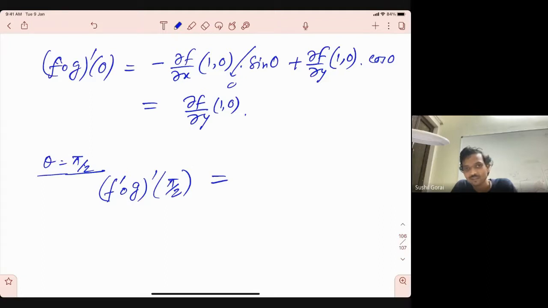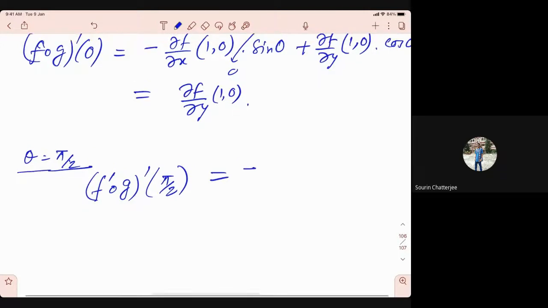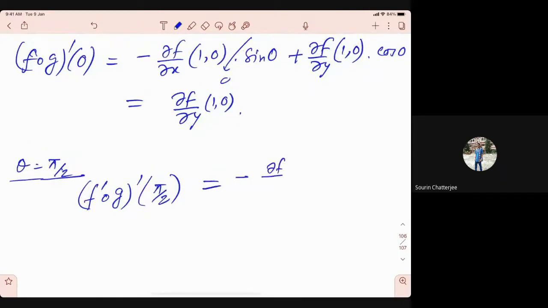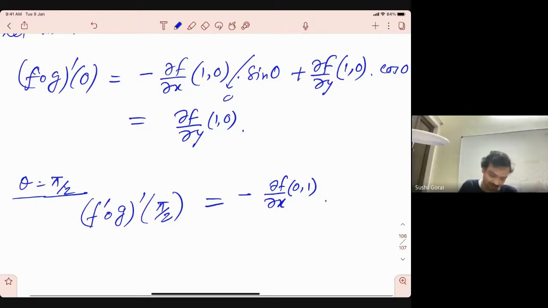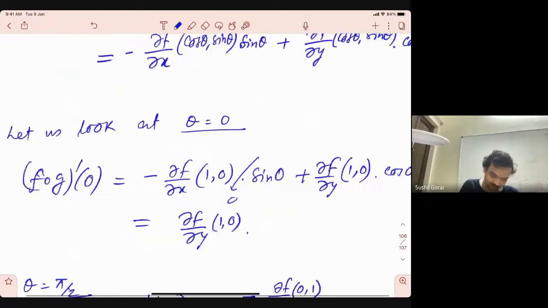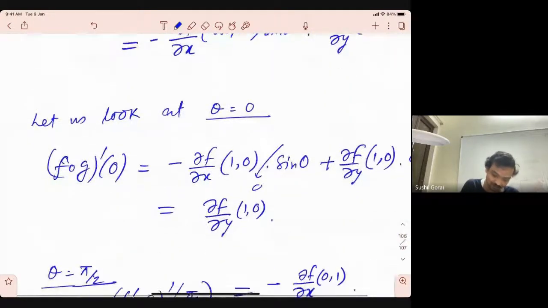Okay, Sorin, can you tell me? Yes, sir. It's minus del f by del x, evaluated at (0, 1). Right. And sine 1, so 1, and cos pi by 2, so that will be 0. Right. So this one only, right? Yeah. Okay. So this is actually good.